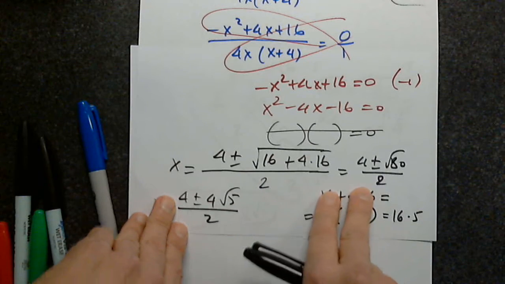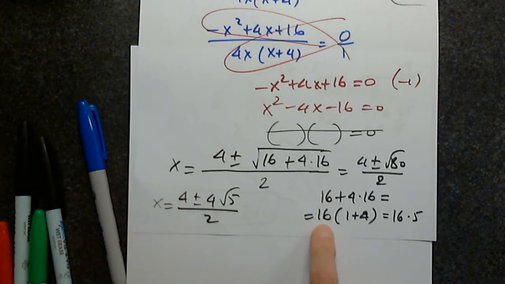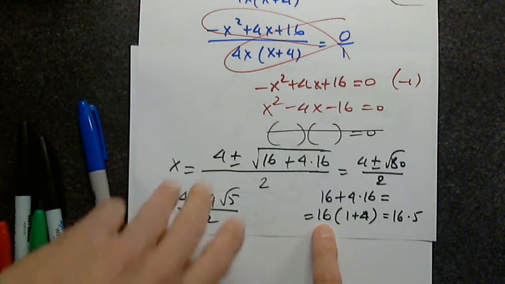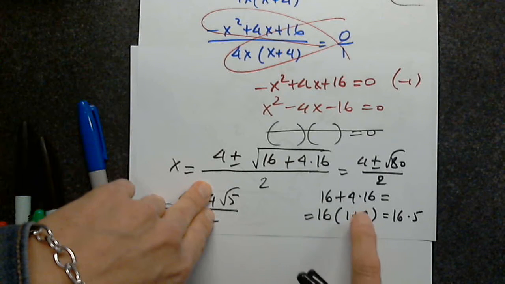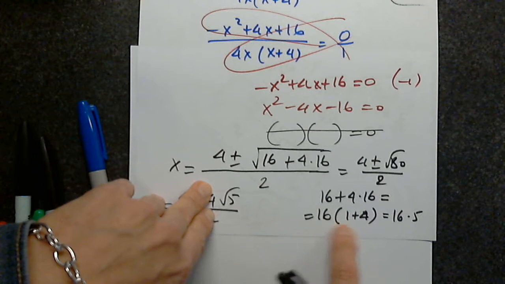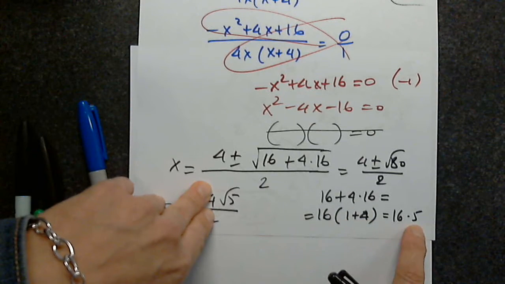These are two terms. They are added. They have a common factor, which is 16. And I'm showing 16 times 1 is 16, 16 times 4 is 4 times 16. I'm just showing how I got this. And this becomes 16 and this becomes 5.